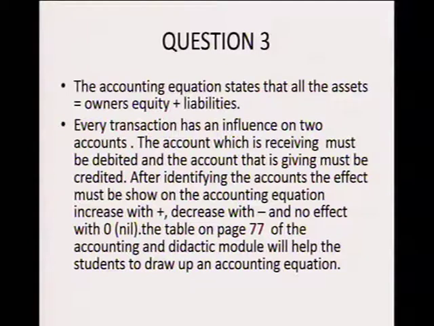Question 3 is the accounting equation. As we know, the accounting equation is assets equal to owner's equity plus liability. Every transaction has an influence on 2 accounts, and the account which must be debited is the account which is always receiving, and the account that must be credited is the account which is always giving. It's also very important to show an effect. If it's an increase, indicate it with a plus. If it's a decrease, indicate it with a minus. And where there is no effect, you indicate it with a 0.